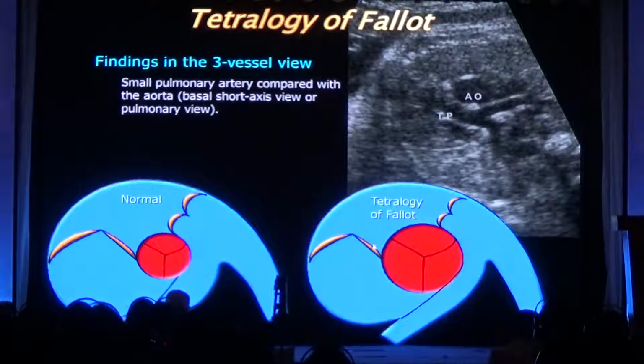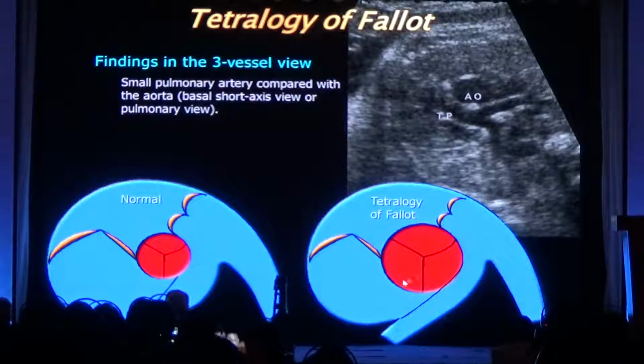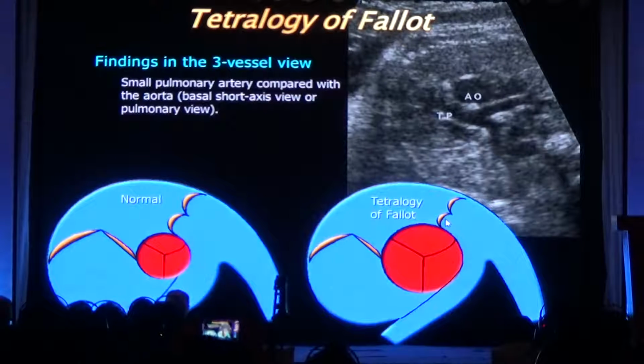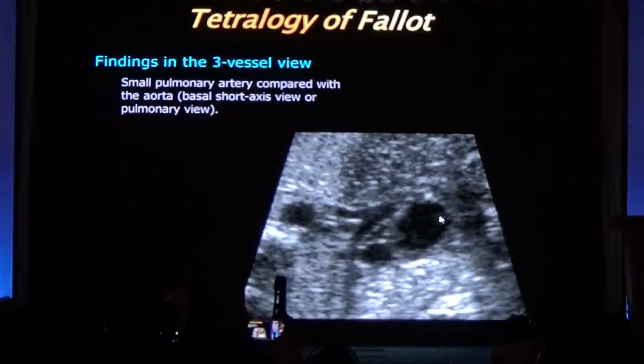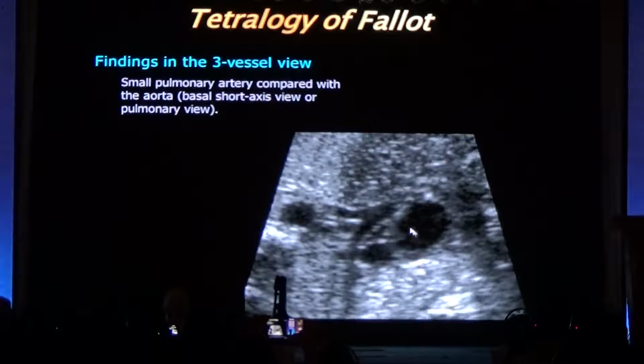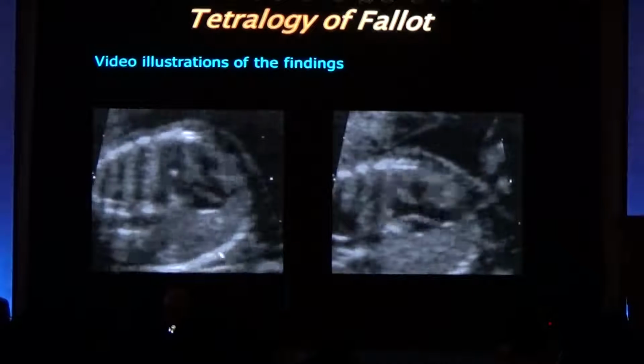So you can also do the short axis view to compare the size of the aorta to the pulmonary, and in tetralogy of Fallot you will see a larger aorta and a smaller pulmonary. This is another three-vessel view, an aorta which is massively larger than the pulmonary. And when you see that, you want to do color Doppler, because you want to see whether the flow in the pulmonary is forward or whether it's retrograde. Okay, so important to see for the prognosis and the management of this baby.